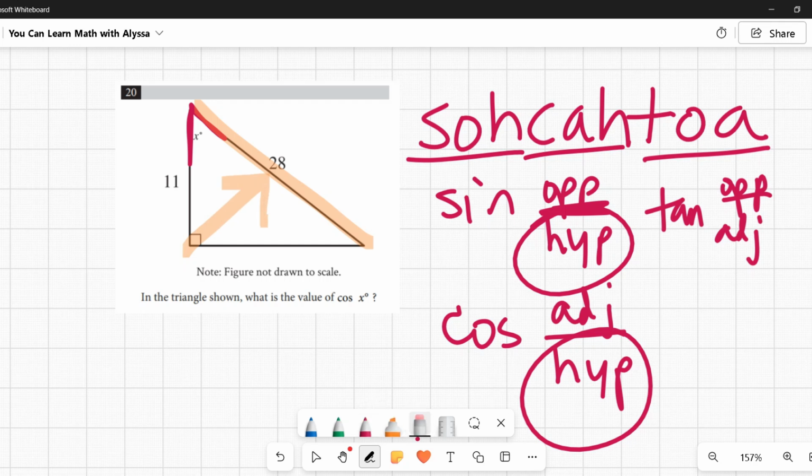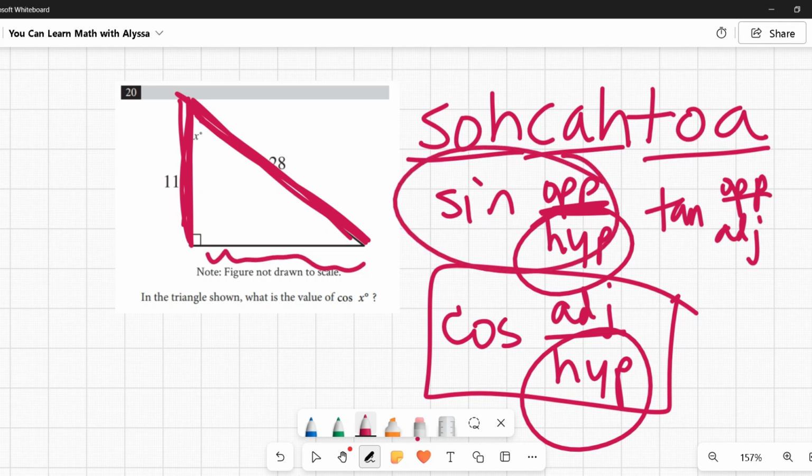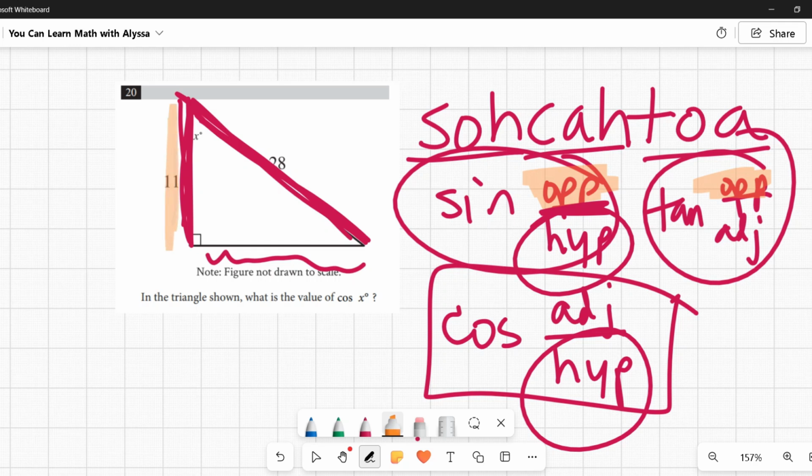So to find the cosine of this angle, cosine is adjacent over hypotenuse, so I need the length of the adjacent side, which is this one, and the length of the hypotenuse, which is this one. And they've given it to us. I don't have to use the Pythagorean theorem to figure out the length of this side. If it were sine or tangent, I would, because both of them require the length of the opposite side. But no, they've given us the adjacent side, and they've given us the hypotenuse.